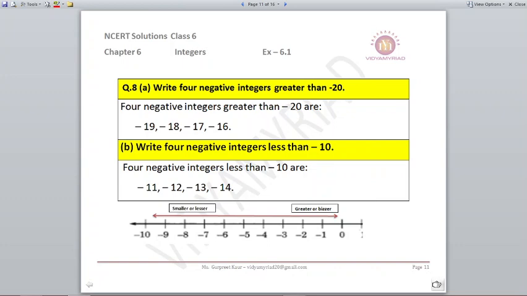Write 4 negative integers less than minus 10. So less than minus 10 means minus 10 is bigger. I have to move towards the left. It becomes minus 11, minus 12, minus 13, minus 14.